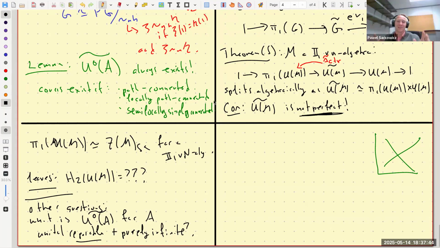Well, nonetheless, these C-star algebras actually satisfy like this. I think they're actually locally simply connected, these connected components.